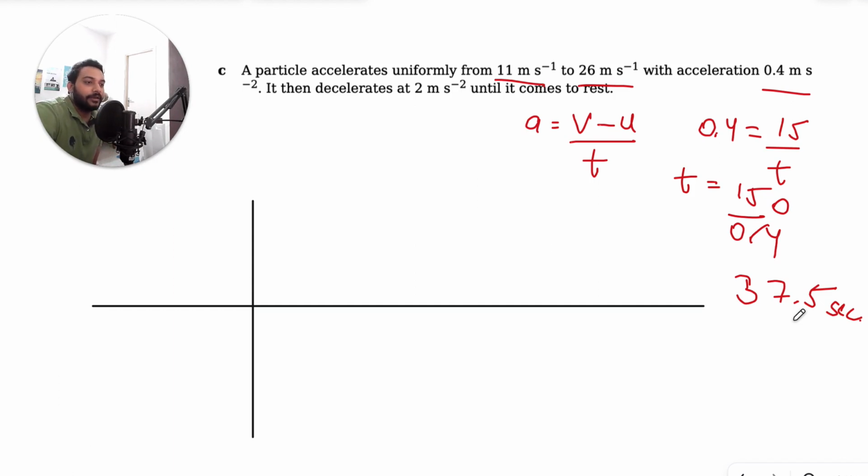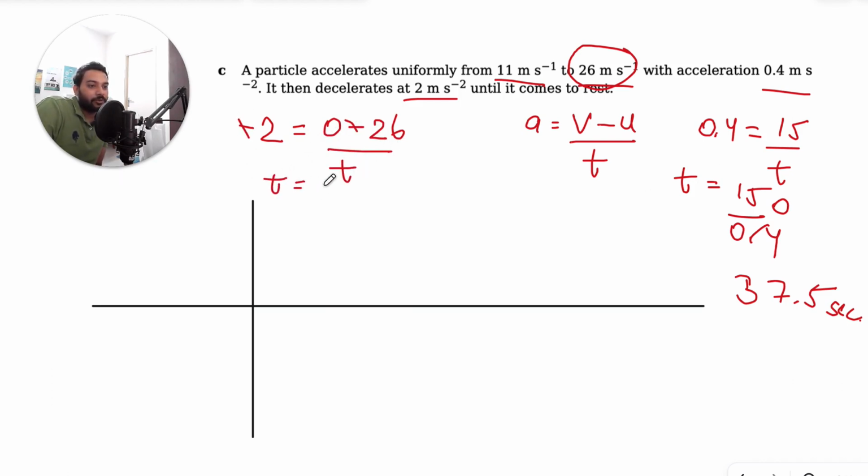comes to rest. So let's calculate that time as well. For the second leg, the initial velocity is 26 meters per second and final is at rest, so 0. And the deceleration is 2 meters per second square. So deceleration, negative 2, is equal to final 0 minus initial 26 over t. Negatives cancel. T is equal to 26 over 2, or 13 seconds. That is the second leg of motion.